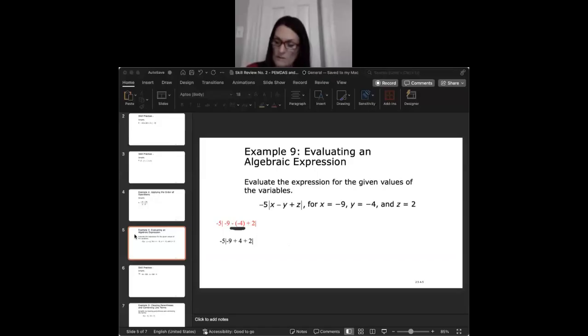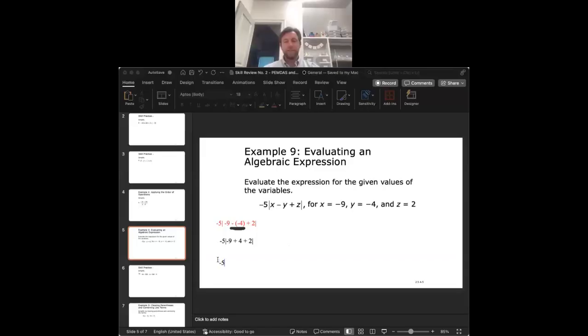So it's a plus. Would it be -15? Close. So -5 on the outside, absolute value. What's on the inside? So -9, you do -9 plus +4. Remember, when you're adding numbers of different signs, you subtract them and use the sign of the larger number. So we subtract the 9 and the 4 to get 5, and then attach the negative.